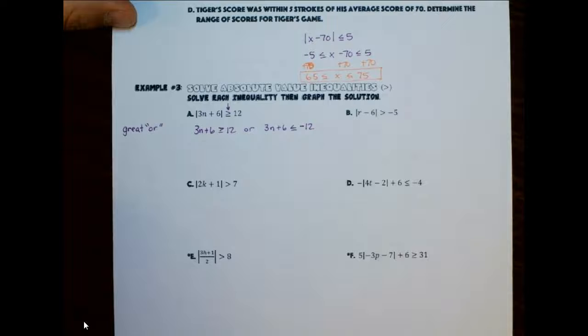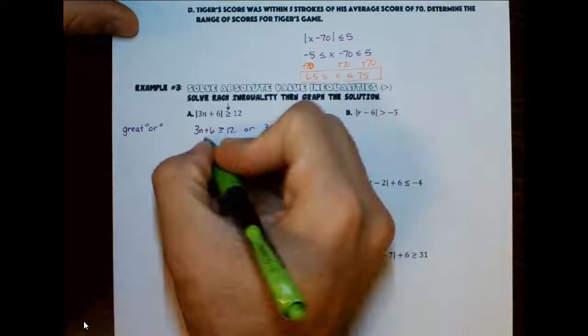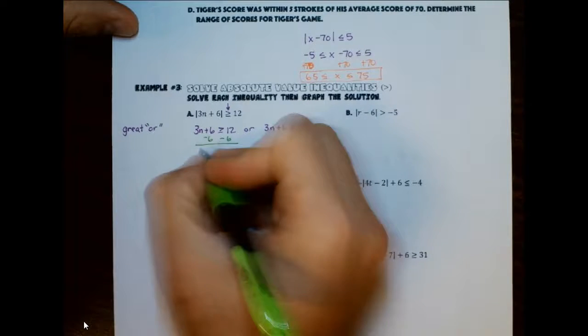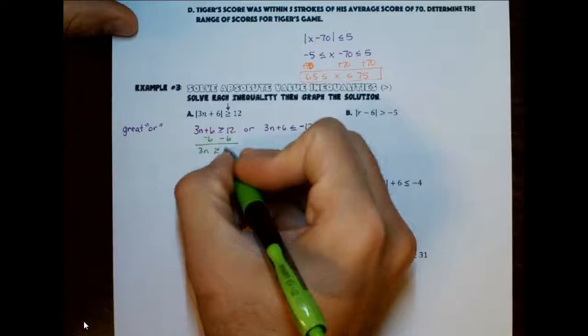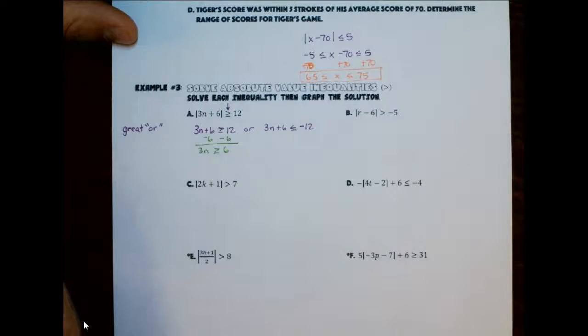And now I'm going to solve each inequality on its own. So subtract 6 from both sides. So 3n is greater than or equal to positive 6. Divide both sides by 3.